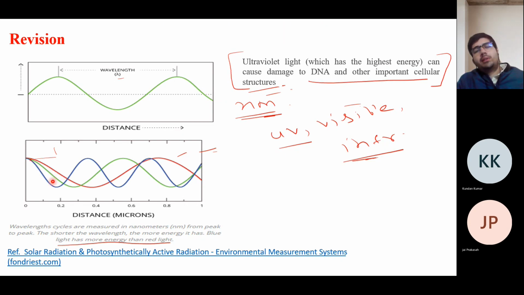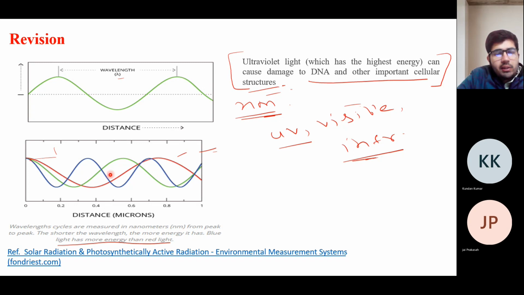In this diagram, you can see that there are three colors: blue, green, and red. The wavelength cycles are measured in nanometers from peak to peak. You can say this peak to this peak measures the wavelength. The shorter the wavelength, the more energy it has. So if this wavelength distance is short, meaning the wavelength is less, then it has more energy as compared to the longer wavelength.